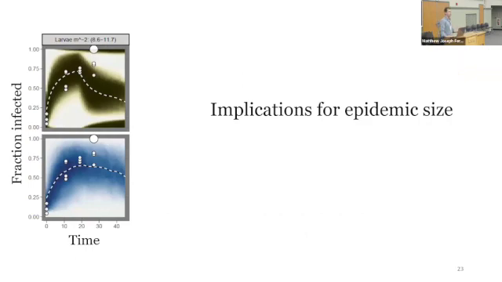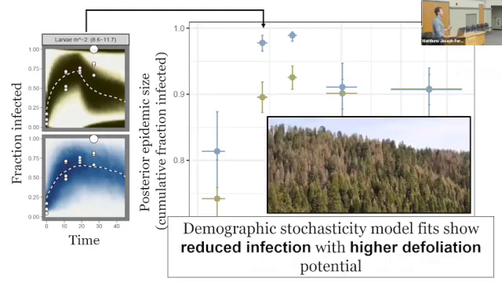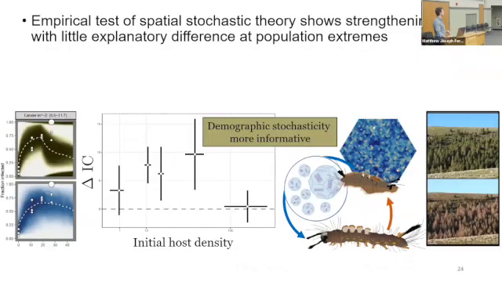Now, grounding ourselves one more time in what this means for epidemic size, the demographic stochasticity model has a lower predicted cumulative fraction infected. And so with this reduced infection, there's higher defoliation potential. And so these models actually have meaningful effects for real world situations, which we've seen in some of our study sites where we have high densities of insects and they fail to collapse due to low infection rates.